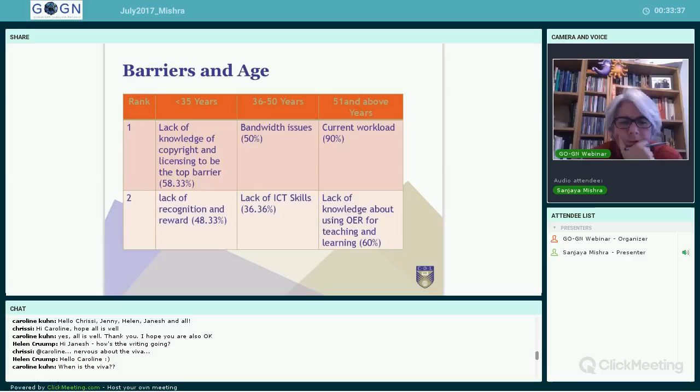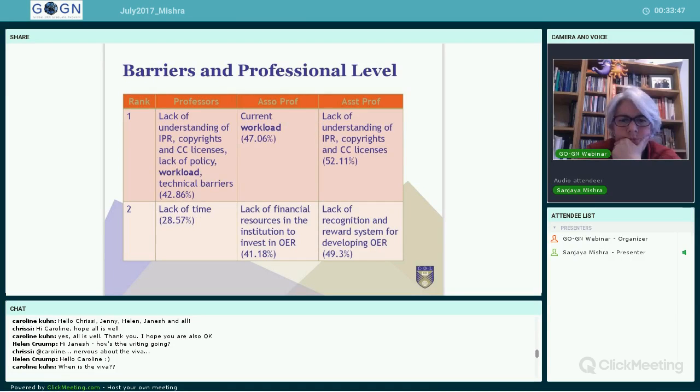How do you cater to different people and the different groups? So this probably would help in that direction to provide customized training for people. At the professional level, I think between professors and associate professors, workload came as a kind of common top barrier. And you can see that workload is coming across the demographic profile.